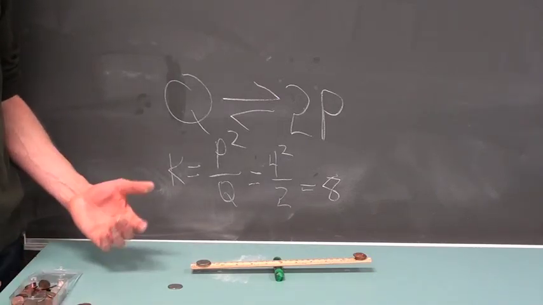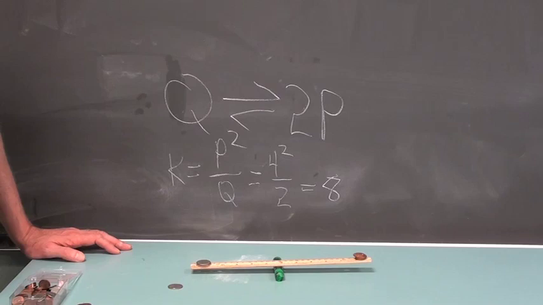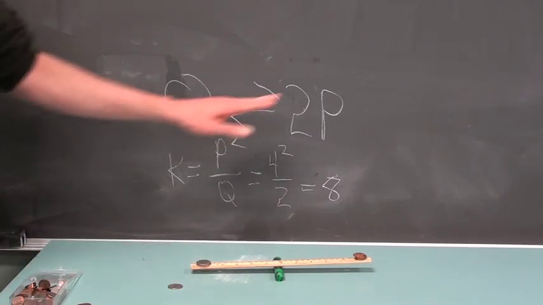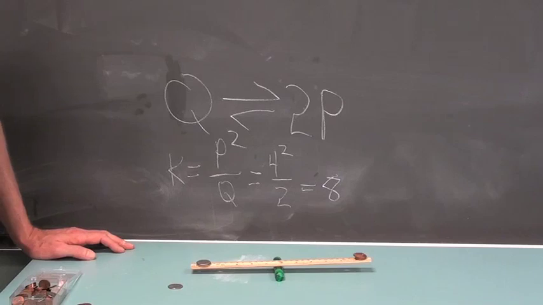So that's the general idea of Le Chatelier's principle, and we're going to develop that to a chemical system. It's not just reactants and products that are going to affect the equilibrium, but things like pressure and temperature and stuff like that.